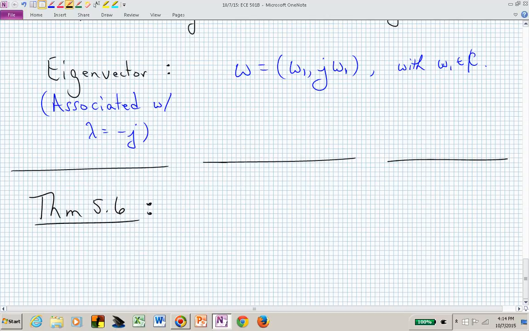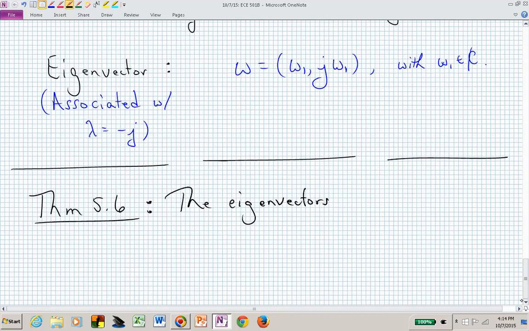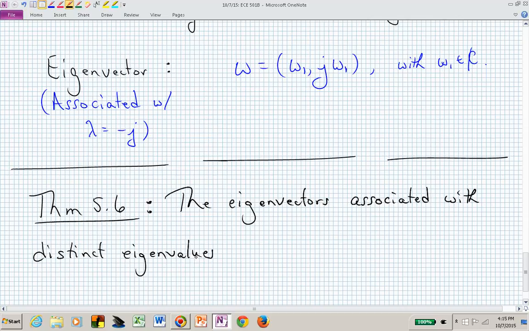So let's now start with this theorem, theorem 5.6, which says that, now that we've looked at a couple of different ways of finding eigenvalues and eigenvectors, the eigenvectors associated with distinct eigenvalues of the linear map T, those eigenvectors are in fact linearly independent.